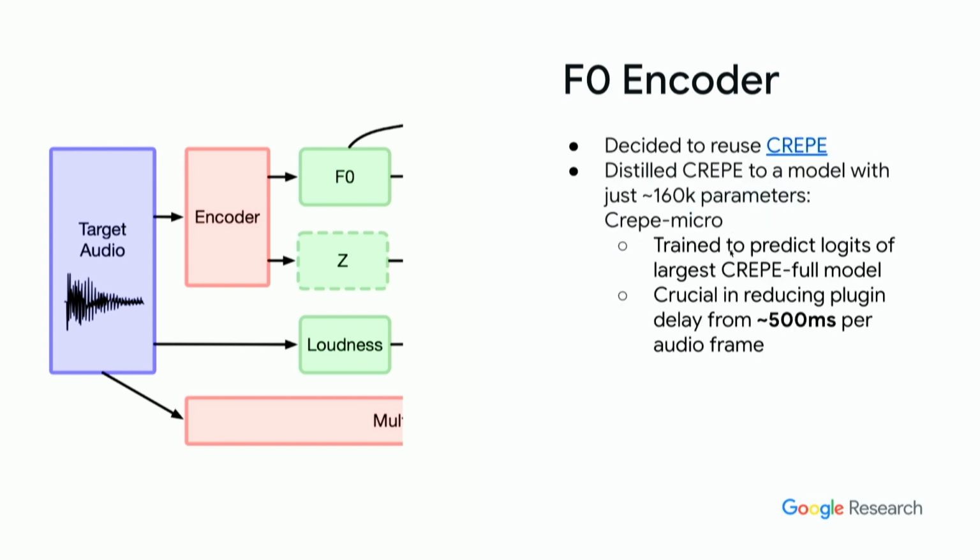So we realized we had to use the original model used in the original DDSP paper, and that was the CREP-full model. But there was a problem. The inference time was too long to be used in a real-time context. So we settled on the solution of distillation. What distillation is: we trained a tinier CREP model called CREP micro with only 160,000 parameters. This was done by training it to predict the logits of the largest CREP full model. And this was crucial in reducing plugin latency from over 500 milliseconds to 64 milliseconds.